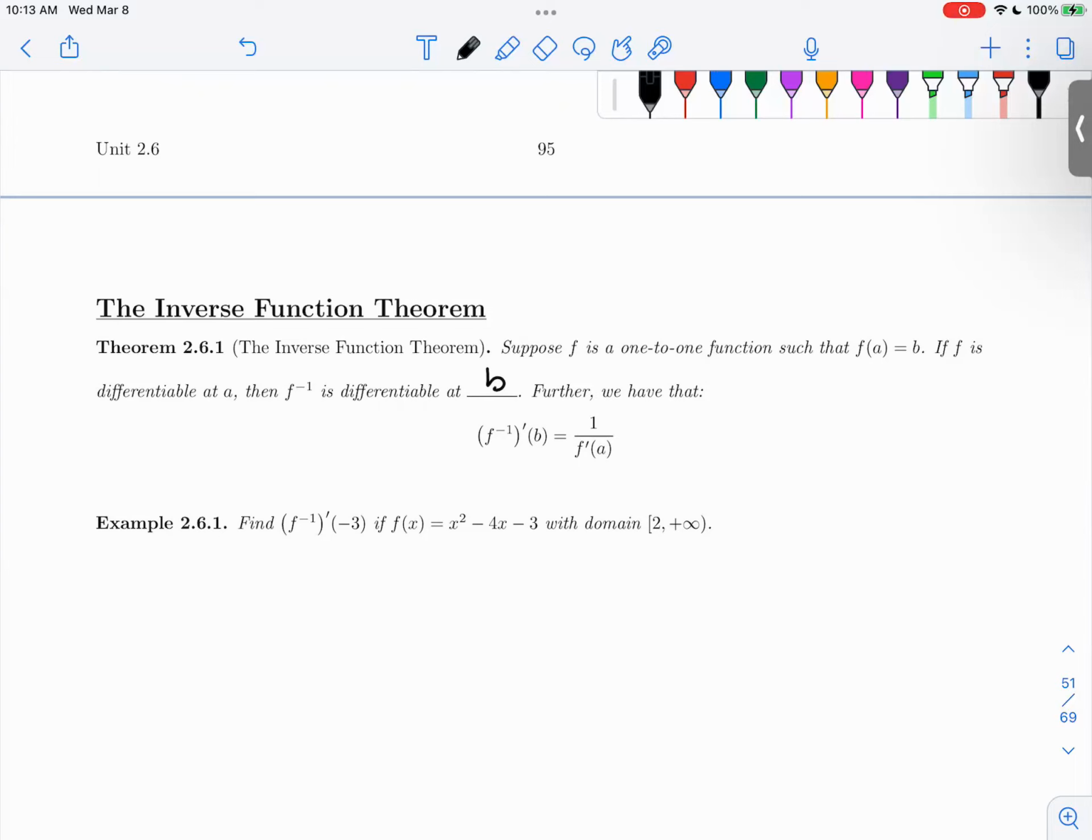You're not really going to see that ever again until maybe your senior year of mathematics, if you decide to become a math major. This is the inverse function theorem for one variable. There's actually one for multiple variables, and the proof is a monstrosity.